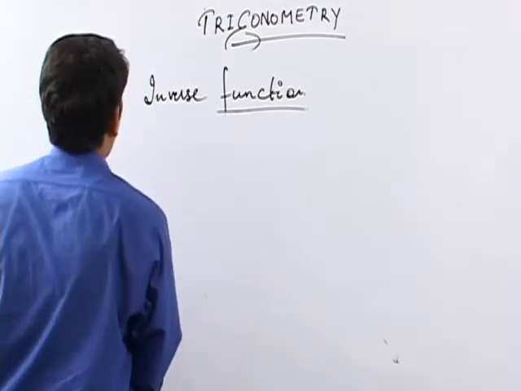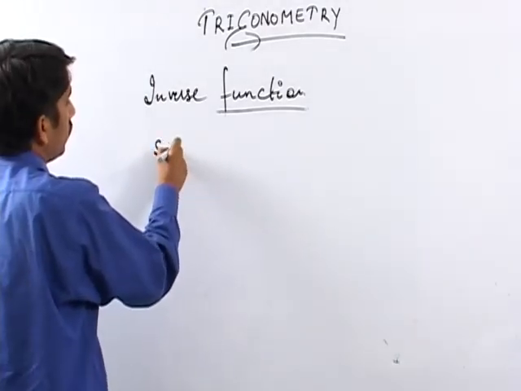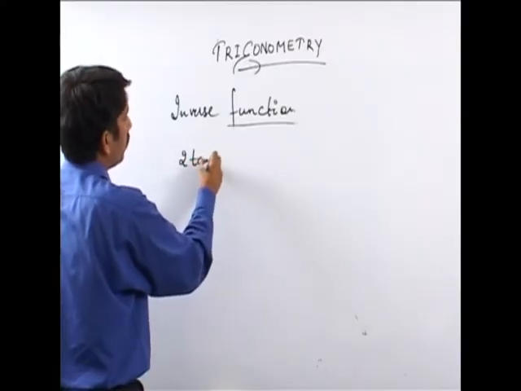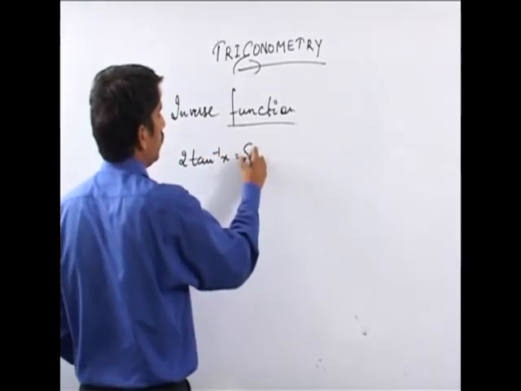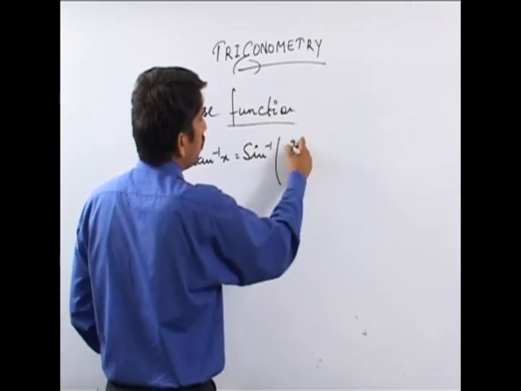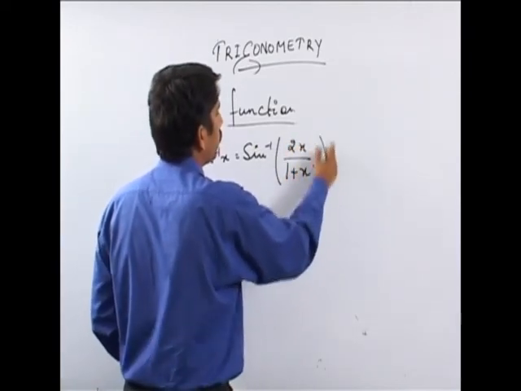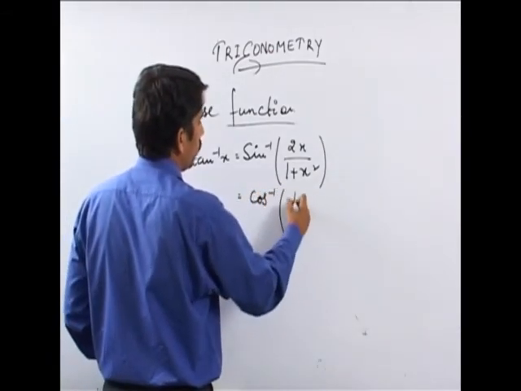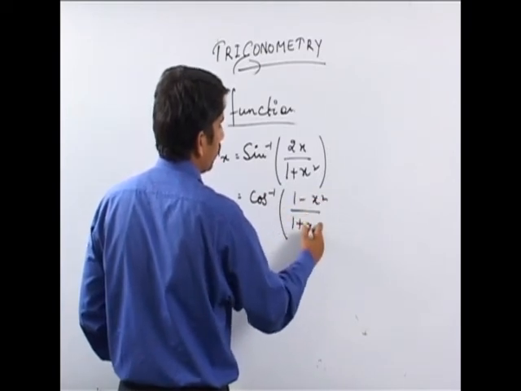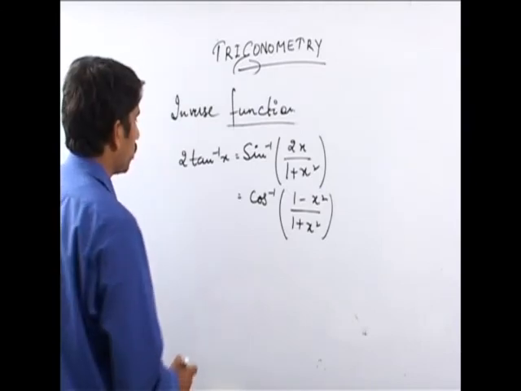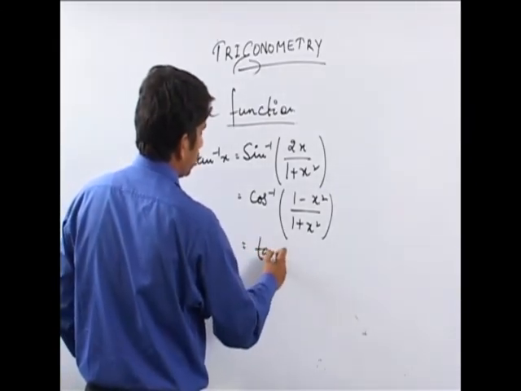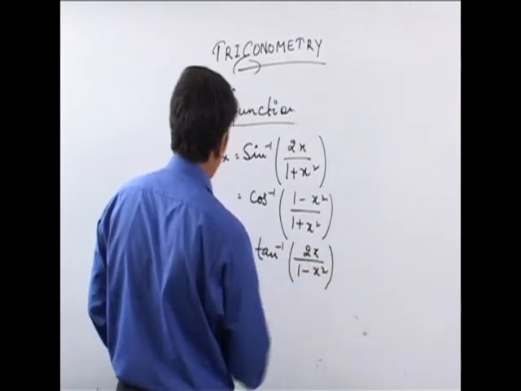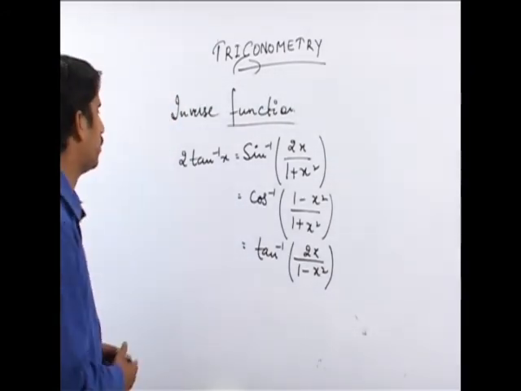Now we will prove that 2 tan inverse x will be equal to sine inverse of 2x over 1 plus x square. This is also equal to cos inverse of (1 minus x square) over (1 plus x square). And this is also equal to tan inverse of 2x over (1 minus x square). Now we will prove this one by one.